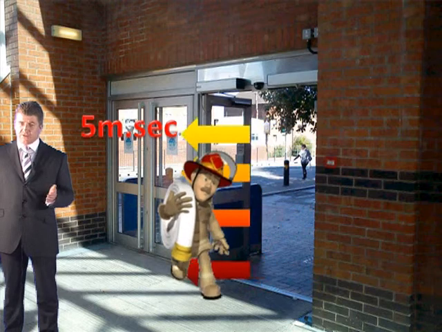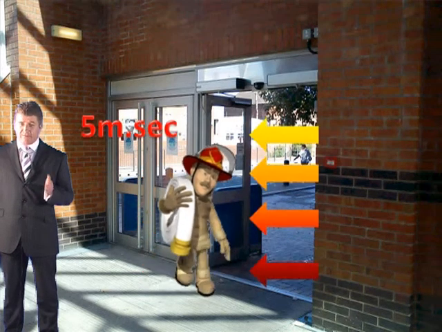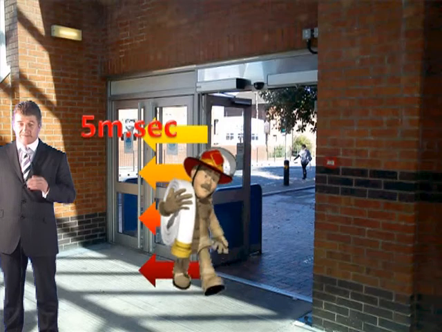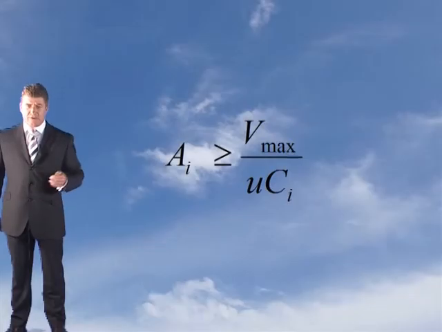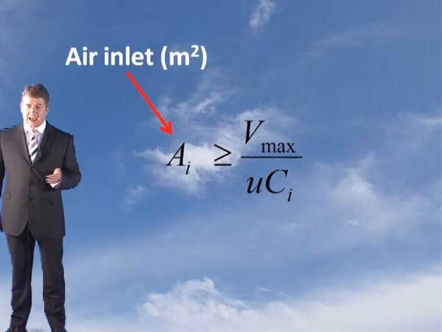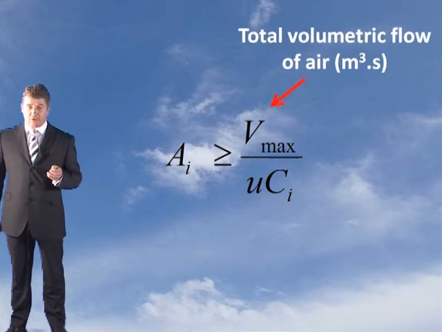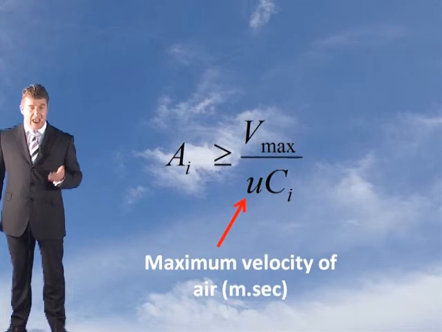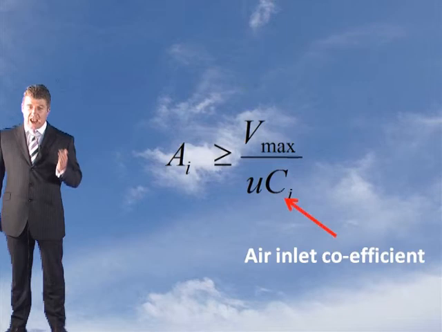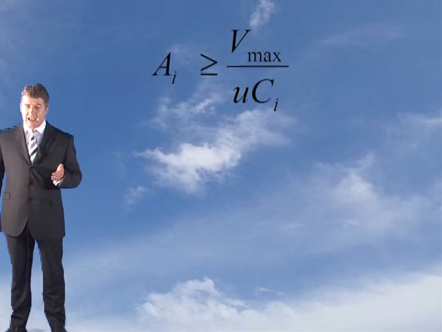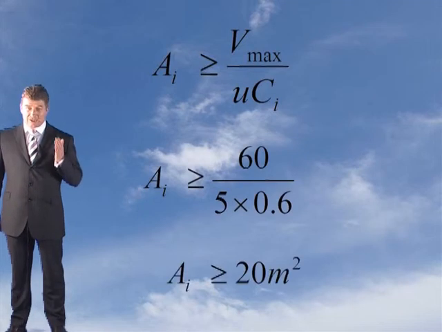What you should have got was, first of all, because it's for the general public, the maximum velocity of the inlet air should not exceed 5 meters a second. To determine this, you need this formula. AI must be greater than or equal to Vmax divided by U times CI, where AI is your area inlet in square meters, Vmax is your total volumetric flow of air that's going out the building when all the fans are running, U is your maximum velocity of your air in meters a second, and CI is your area inlet coefficient. If you'd have put them in there now, you'd have got an answer of AI must be greater than or equal to 20 square meters.